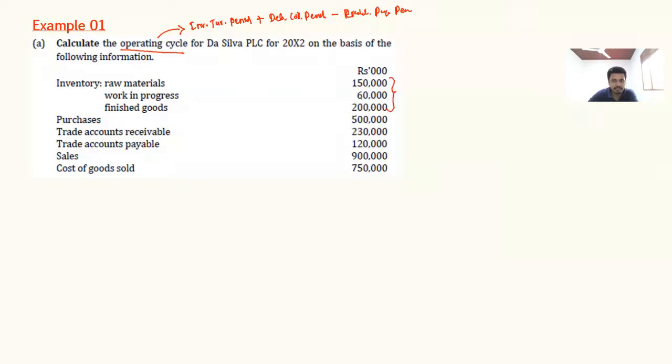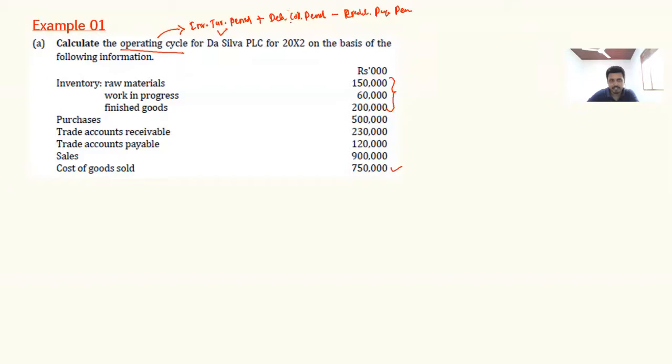The inventory value is 150,000 plus 60,000 plus 200,000, average inventory over cost of sales. Cost of sales they have provided as 750,000, into 365. So we will get the inventory turnover period.